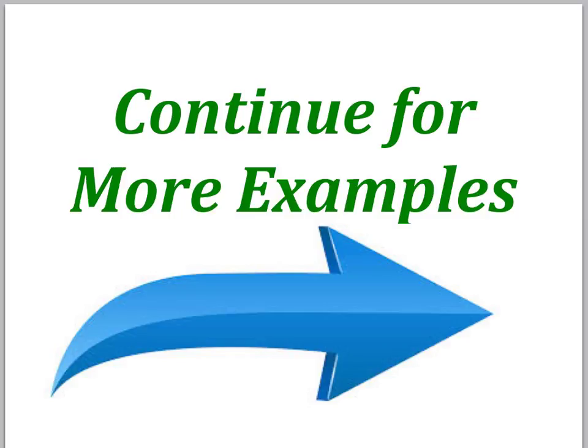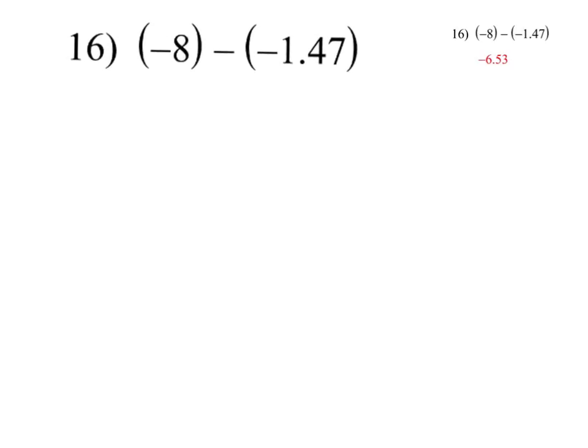Continue for another example from me. Alrighty, so all those rules we learned before, they still apply, right? I'm still allowed to use the add-out property and all that fun, so I'm going to do that real quick, right? So it's negative 8 plus 1.47.